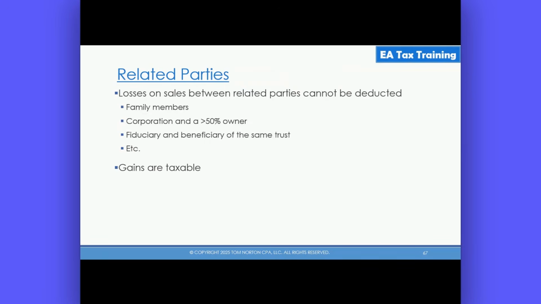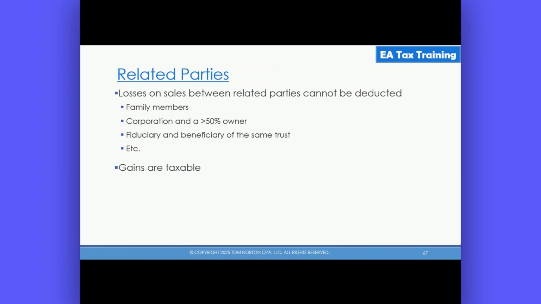Related parties. Losses on sales between related parties cannot be deducted. So this would be family members, corporations, and a greater than 50% owner. They are considered related parties. So any losses on transactions between them cannot be deducted. Transactions between a fiduciary or a beneficiary and a trust cannot be deducted, etc. So any close type relationships, you cannot deduct a loss. The IRS is just trying to prevent shenanigans here.